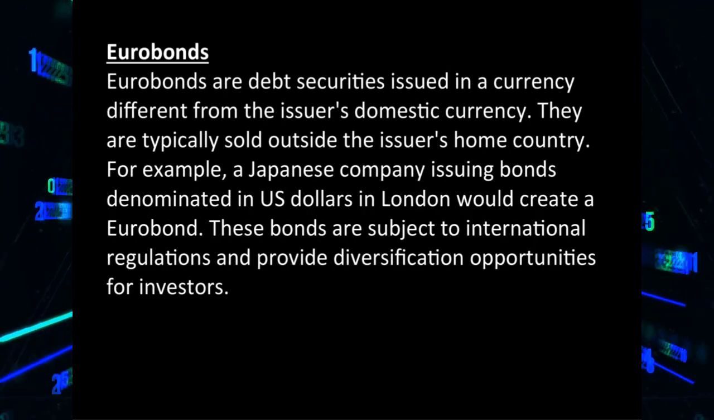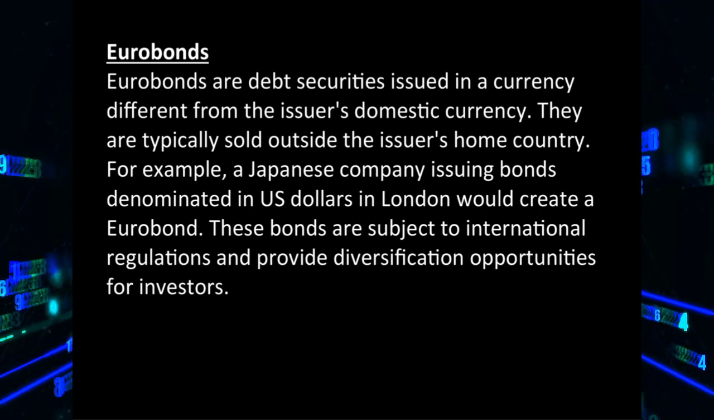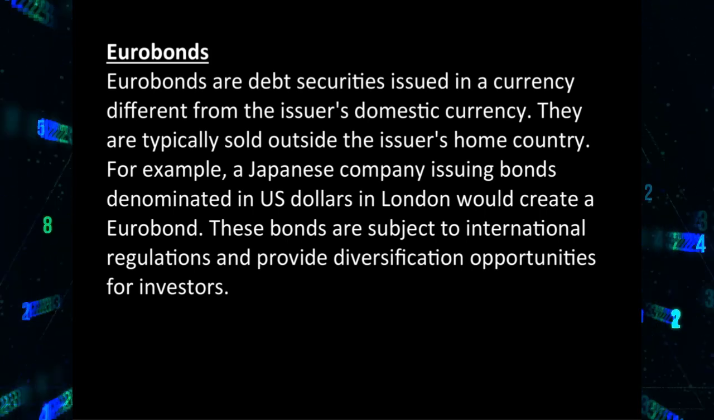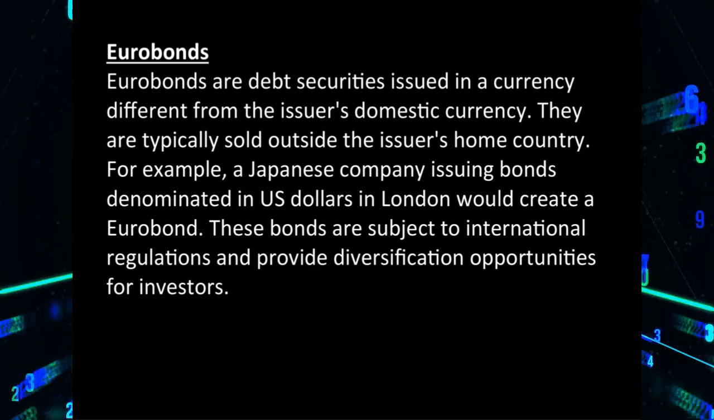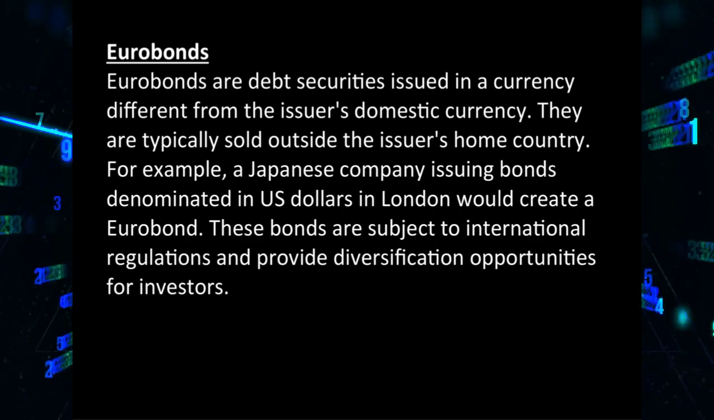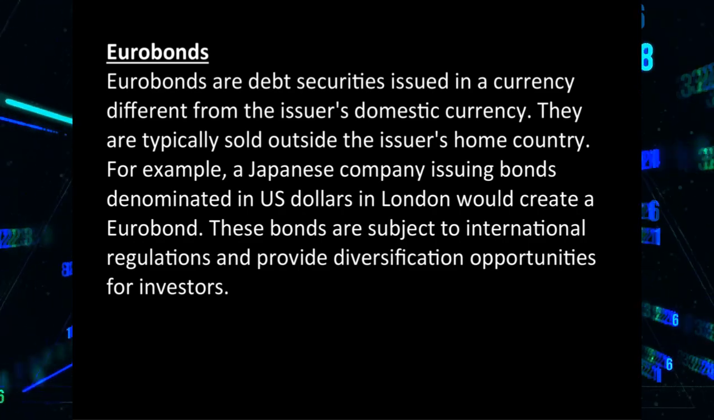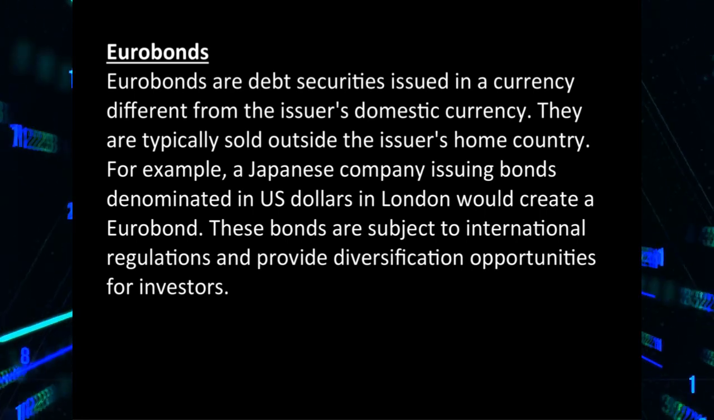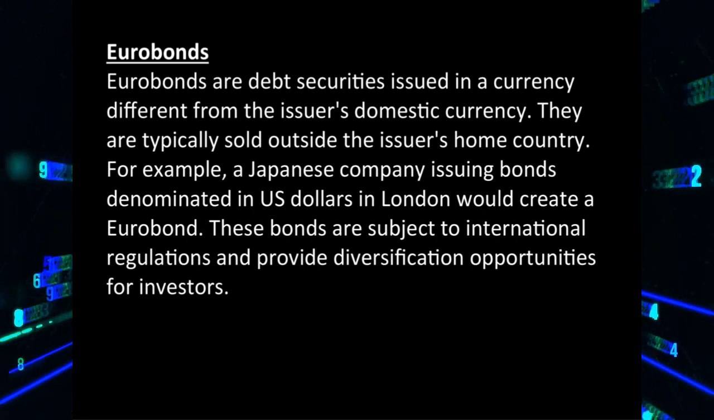Eurobonds. Eurobonds are debt securities issued in a currency different from the issuer's domestic currency. They are typically sold outside the issuer's home country. For example, a Japanese company issuing bonds denominated in US dollars in London would create a Eurobond. These bonds are subject to international regulations and provide diversification opportunities for investors.